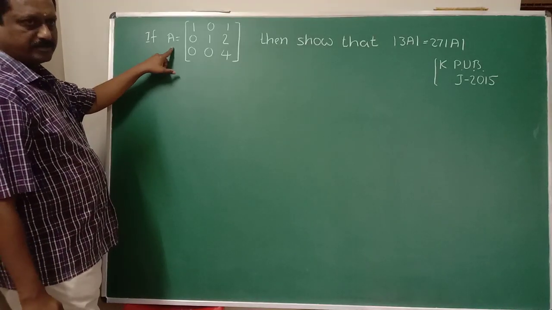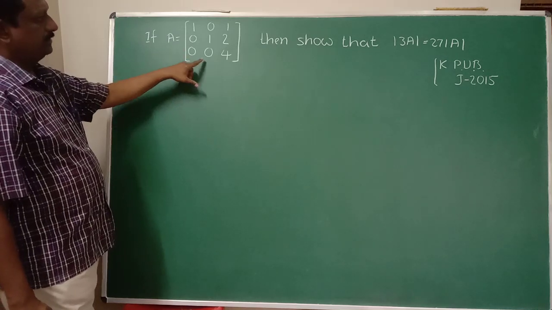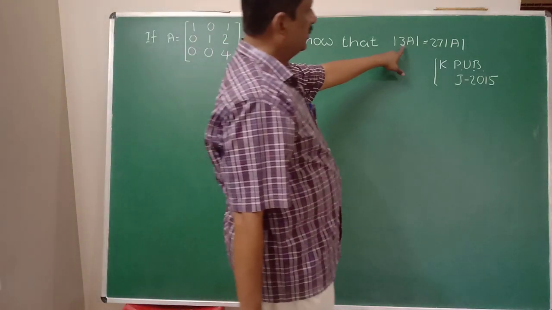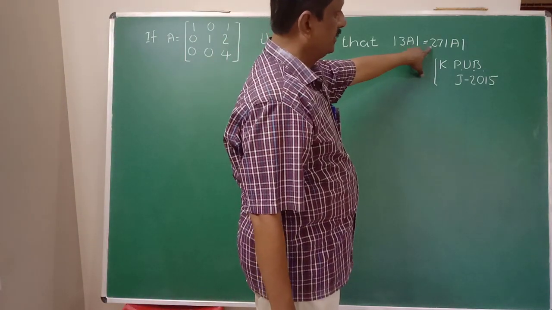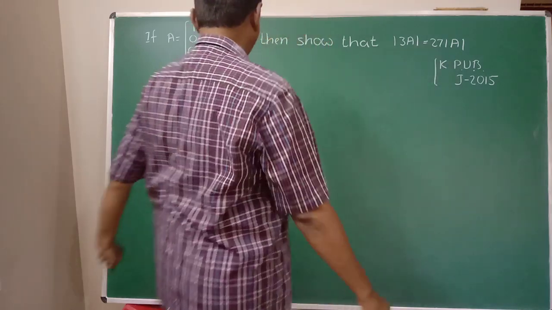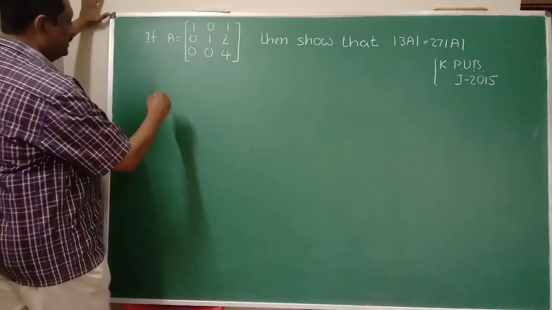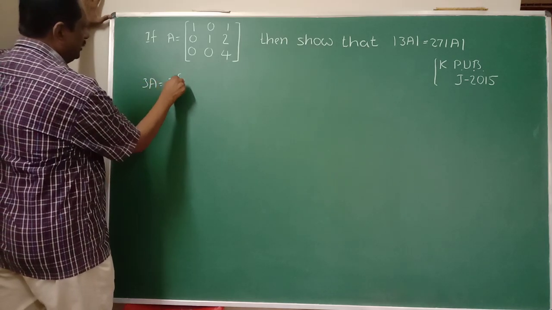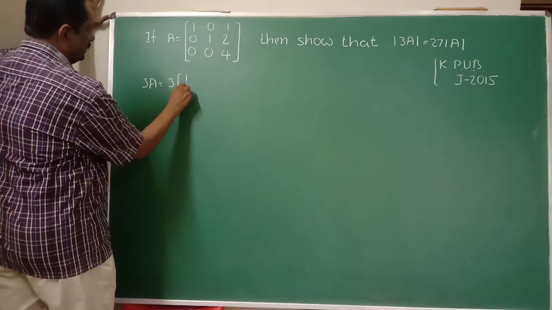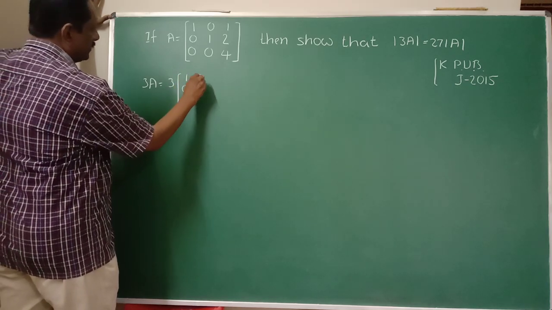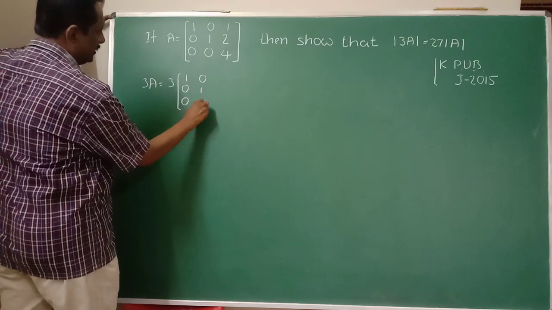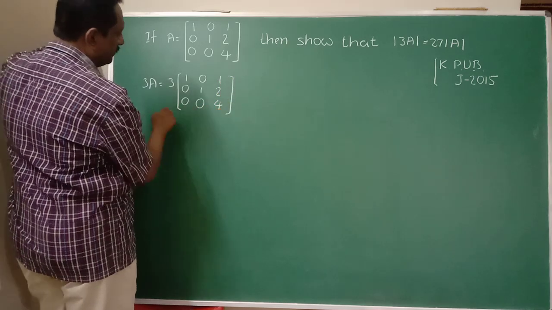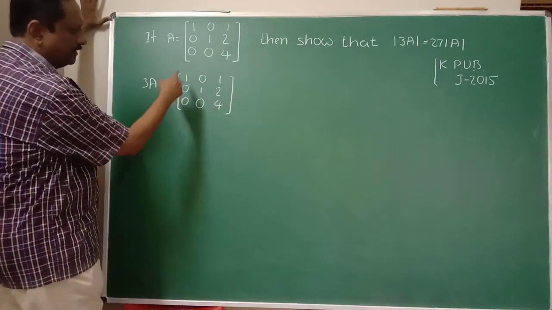Just like the previous example, here is this matrix of order 3. Then show that determinant of 3A is equal to 27 into determinant of A. Therefore find 3 into A. 3 into A is equal to 3 into the matrix [1, 0, 0; 0, 1, 0; 1, 2, 4]. Multiply this 3 to all the elements.